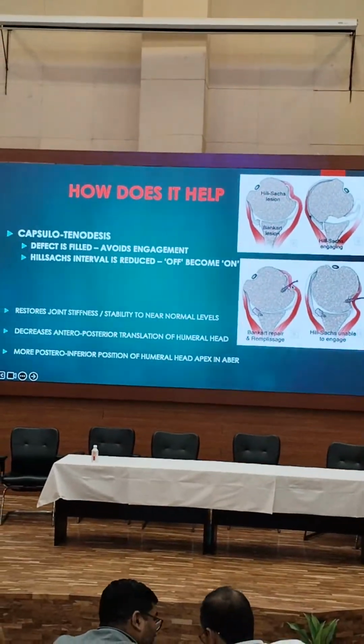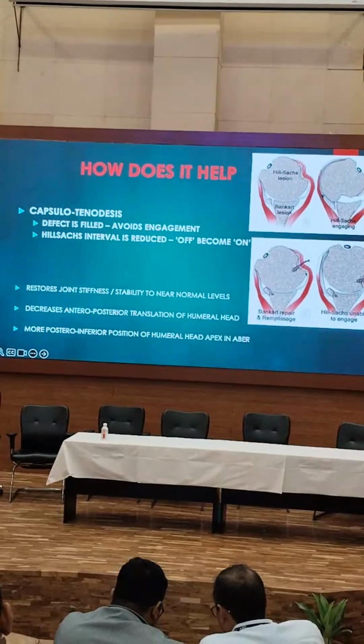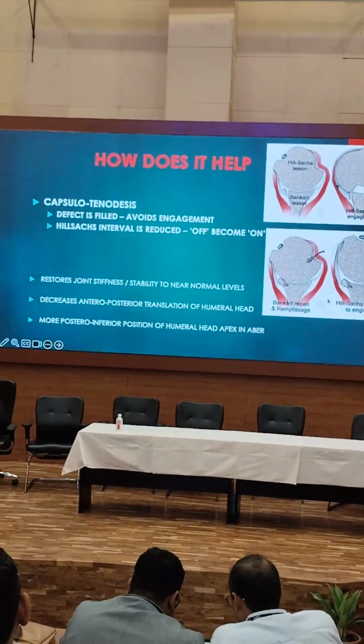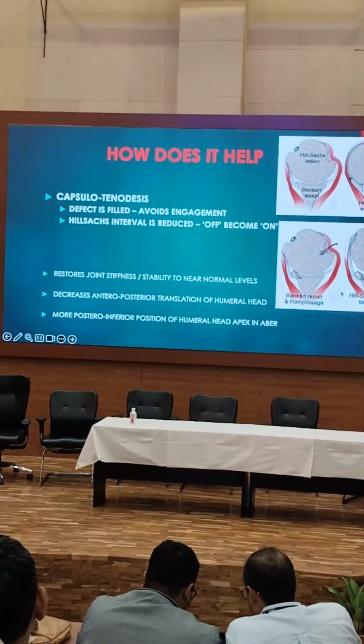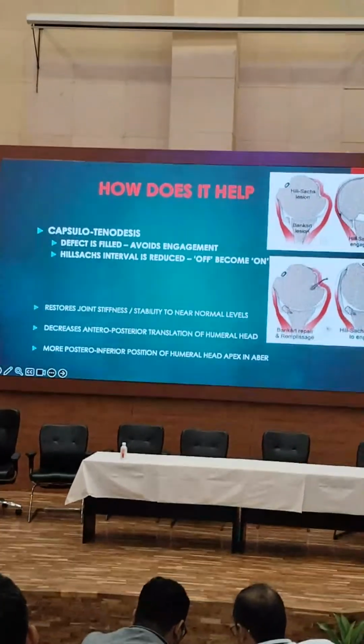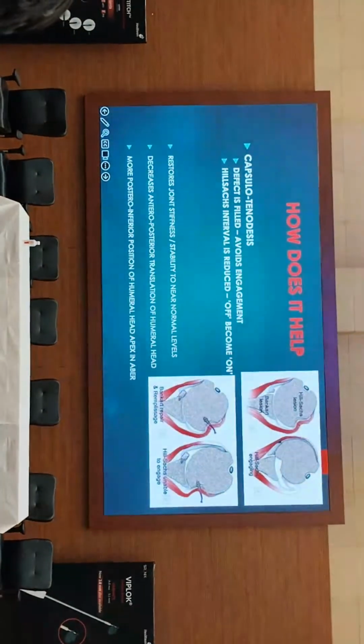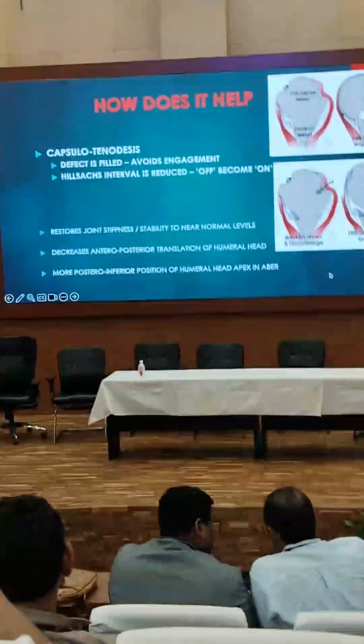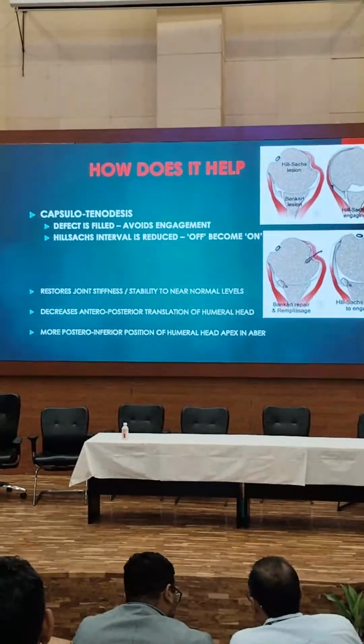Once the tissue is filling here, if you can see in the lower image, previously it was able to engage on the anterior glenoid and dislocate. Now after the capsule and the infraspinatus is filling the defect, it becomes extra-articular and does not cause any dislocation.